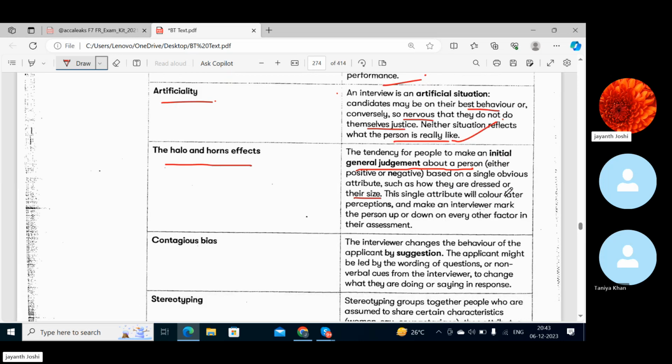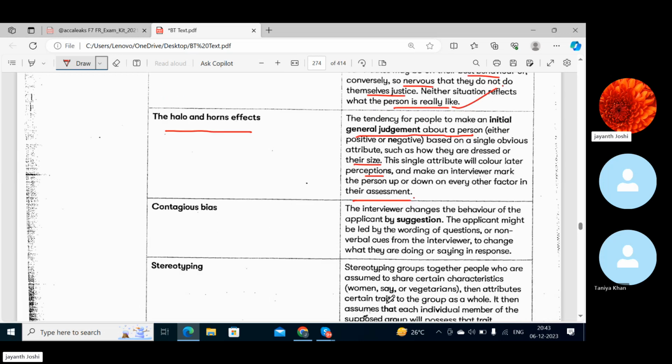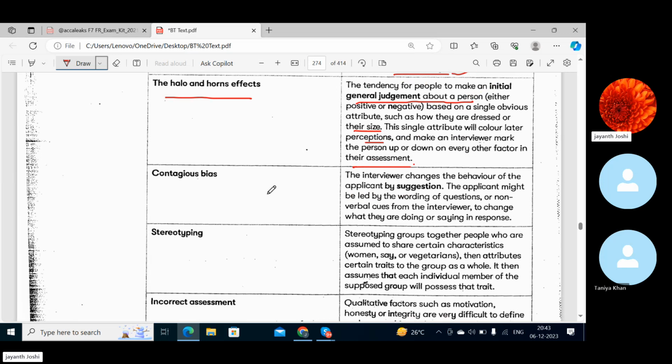This single attribute will color later perceptions and make an interviewer mark the person up or down on every factor in their assessment. That means a well-dressed person is seen as a very good one. If you have that perception, then that's not good, and you will be looking for that particular thing every time.